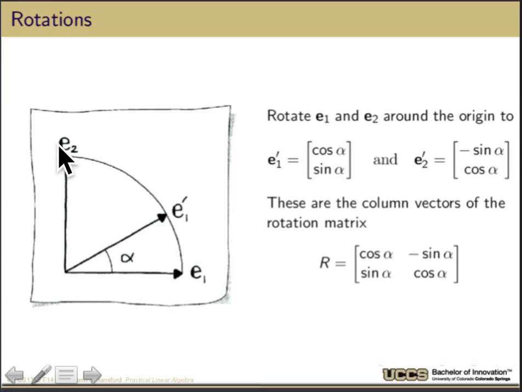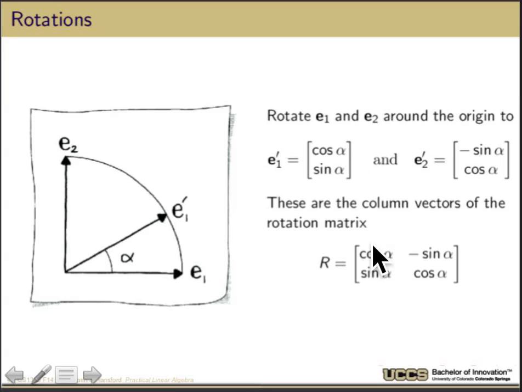E2, which was up here, is going to move over here, and that location will be minus sine alpha, cosine alpha, because these were unit length, so when I move them over here, that's what I'm going to move to. Now, we can actually take those two axes and figure out how to build a transformation, a linear map using them, because if we map E1 and E2, they tell us what we need to map.